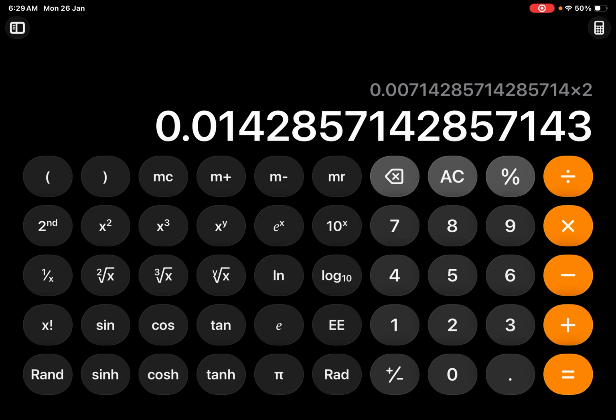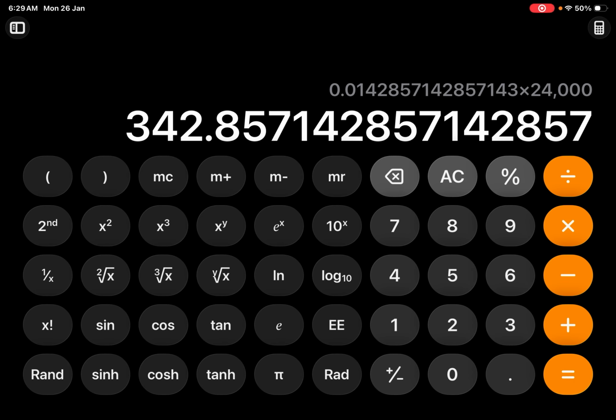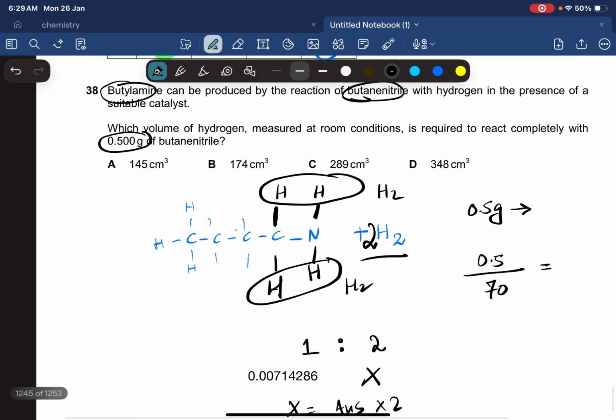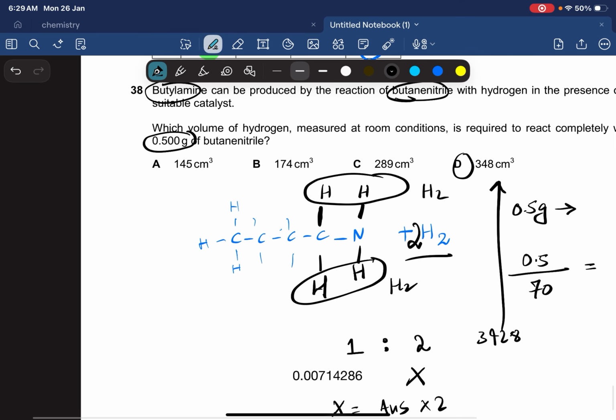Now, I need the volume of hydrogen. So I'm going to multiply my moles by 24,000. I'm going to get the volume, which is 342.8, which is closest to option D, right? Almost, 343 it comes out to be. I guess there's a small error or something.